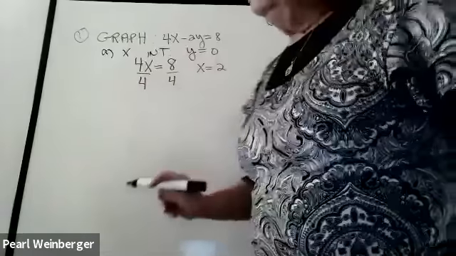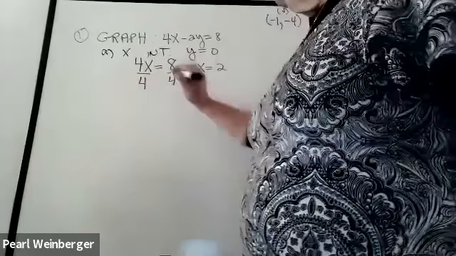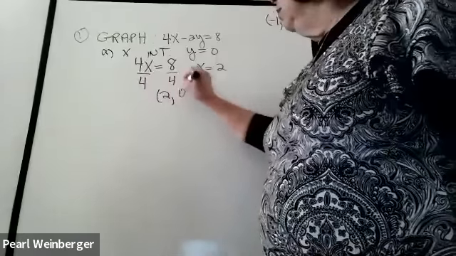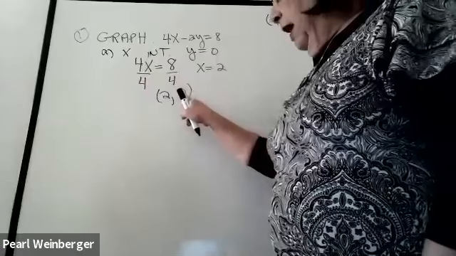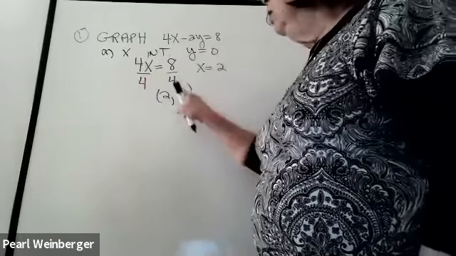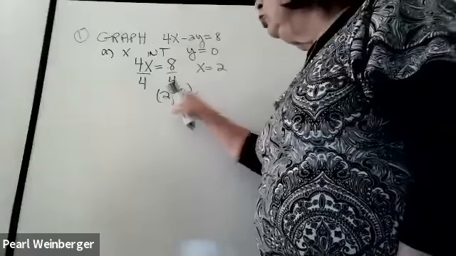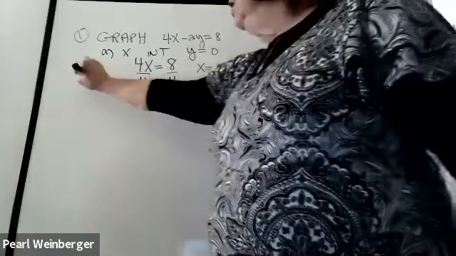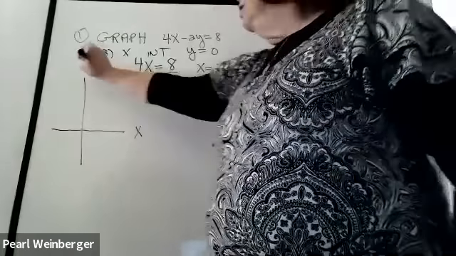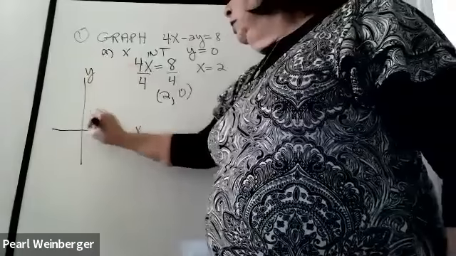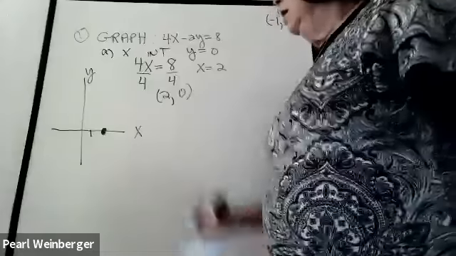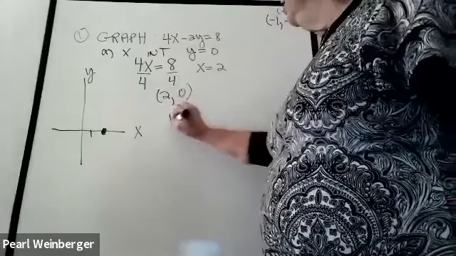My x-intercept is 2. The better way to write it is the x-intercept is the point (2, 0). When you have an x-intercept, the y value is always 0. So the x-intercept is (2, 0). Here it is on my graph. 1, 2. Here's my x-intercept at 2. Okay, now let's find the y-intercept.